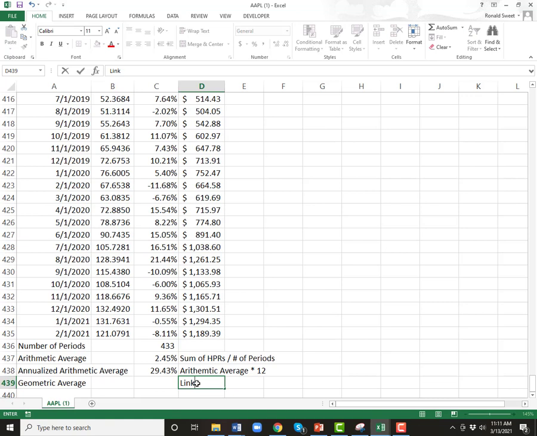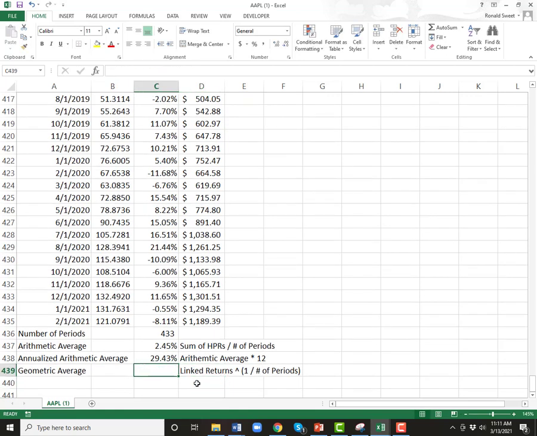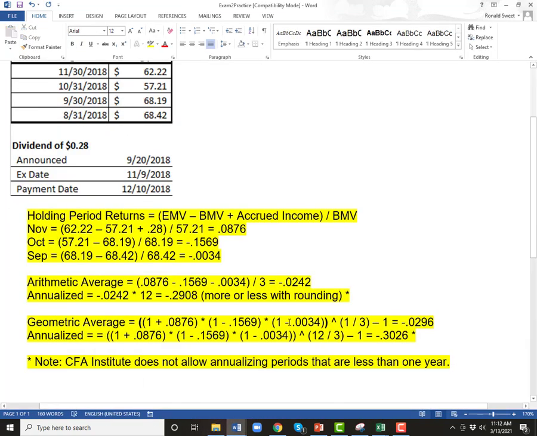So what is the geometric average? Remember, this is the linked returns raised to the 1 divided by the number of periods. Very simple formula once we get this number here. So we do that raised to 1 divided by, how many periods do we have? 433, and then I forgot to put minus 1 at the end. Minus 1. Yeah, the minus 1. I can't remember if I said that earlier. So don't forget the minus 1.